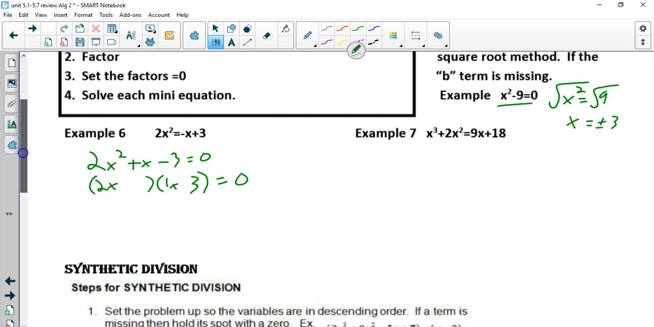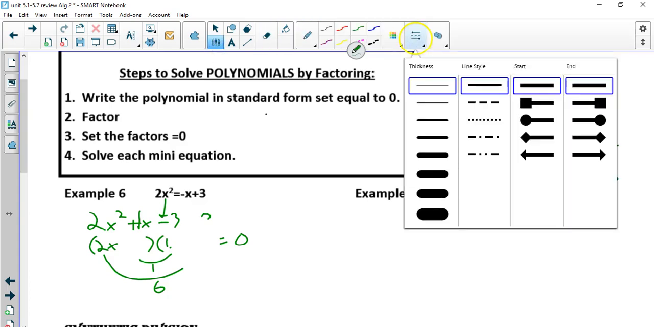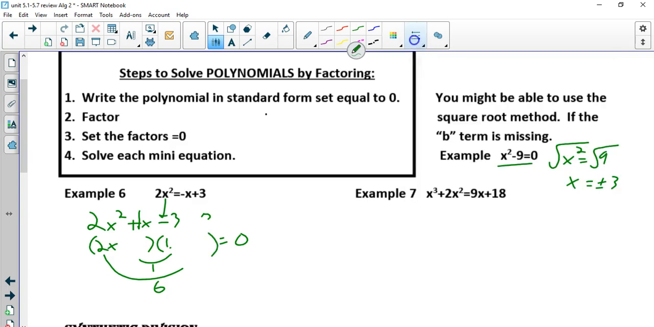So if I do this, here's a simple way to check it. Remember, it's guess and check, not guess and hope or guess and pray. 1 times 1 is 1. 2 times 3 is 6. Do those terms differ by 1? No, they do not. Therefore, I'm going to go up and erase, and I'm going to change. Went the wrong way. I'm going to change the order, and I'm going to put the 3 here and the 1 here.